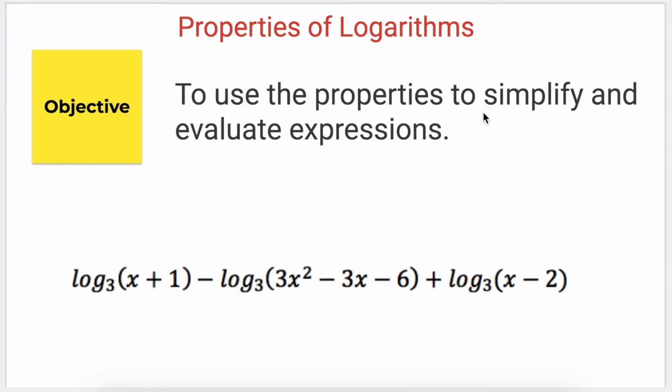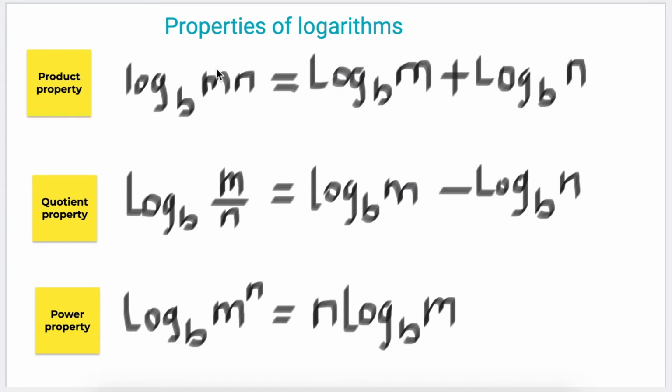Whenever you simplify an expression, you're changing it from something that's really complicated to something that's easy to work with. Now, in this example here, we have a really complicated logarithmic expression, and we want to see how we can simplify it. So let's start off by looking at the properties. On this slide, I'm showing you the three different properties, but later on we're going to look at each property with some examples. The first one is called the product property.